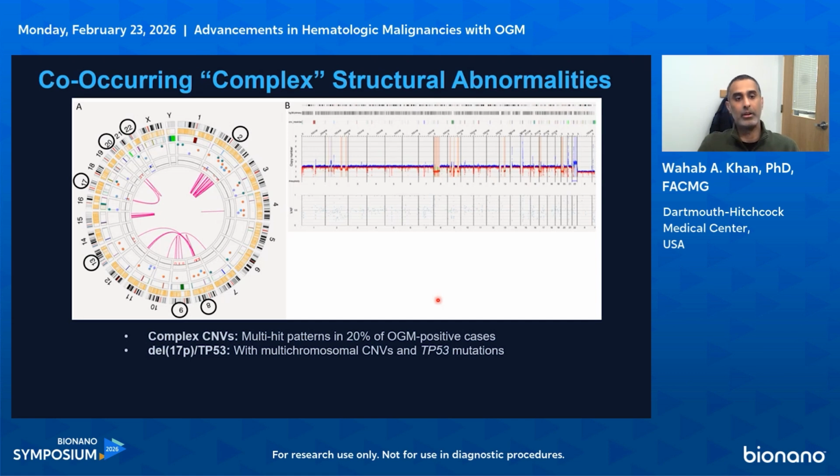So in the second category, I'll touch briefly on these complex rearrangements, structural abnormalities picked up with optical genome mapping, and they had these co-occurring copy number calls as well. So it was this overall multi-hit pattern. We saw this in about 20% of our OGM positive cases with shorter time to first intervention because we had that paired data.